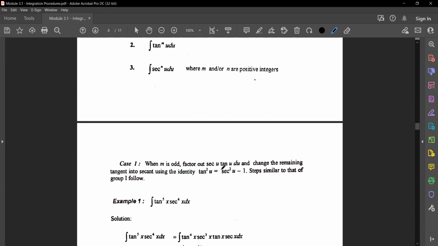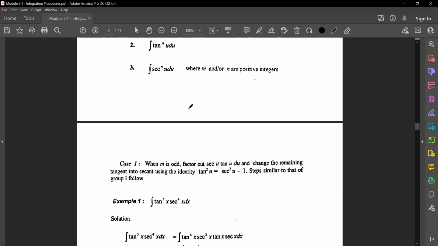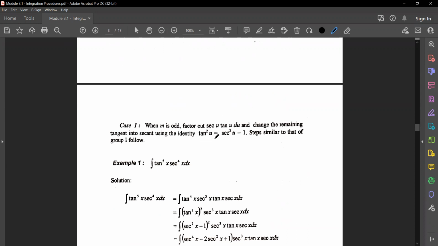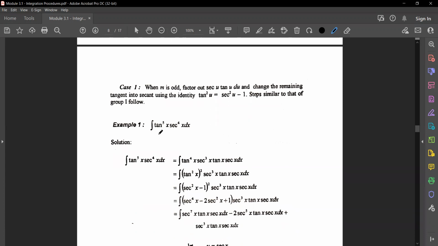So when m is odd, we factor out the sec u tan u du. Then we change the remaining into secant using the identity. We still use trigonometric identities for this case. So we have tan squared u is equal to secant squared u minus 1. So it is a similar process to group 1. So let's check example number 1.